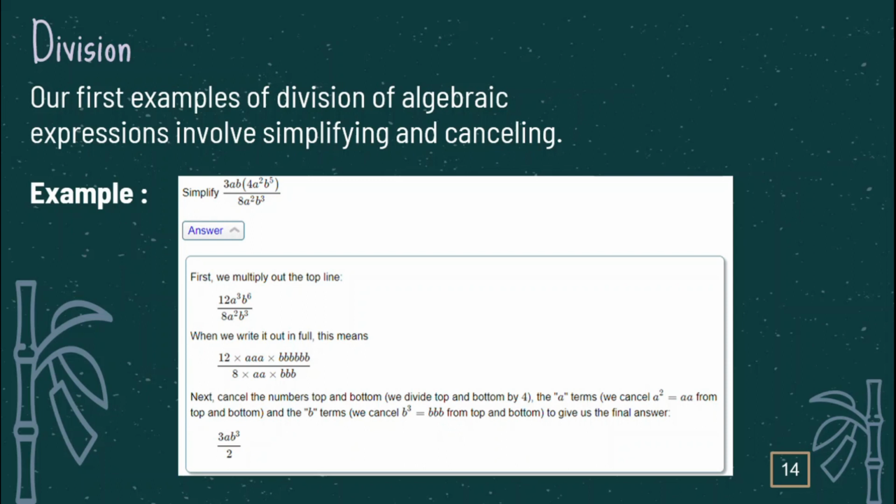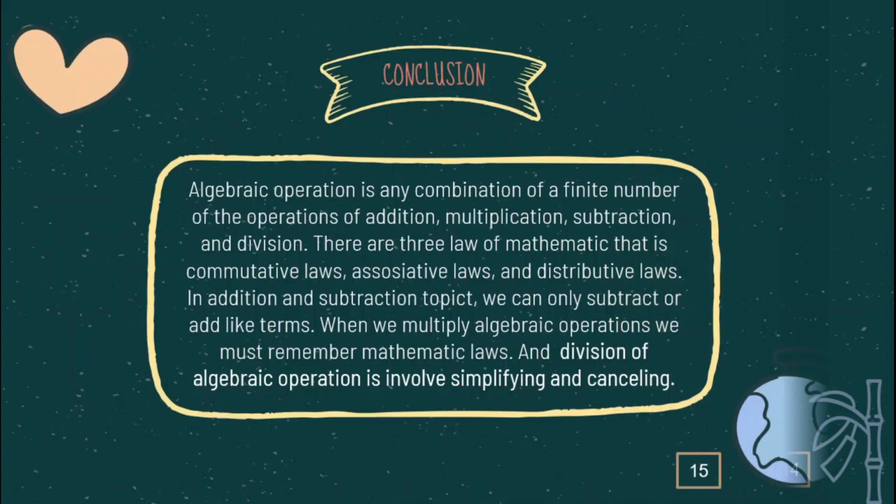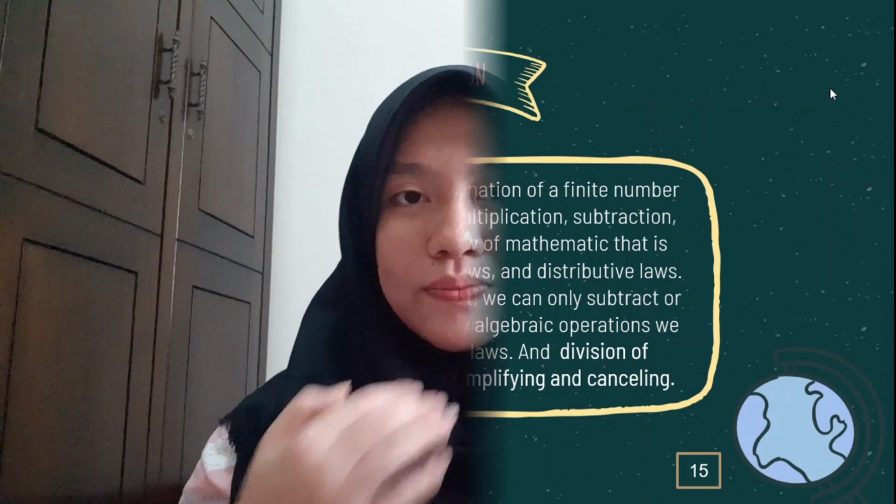divided by 2. This is the conclusion. Algebraic operation is any combination of a finite number of the operations of addition, multiplication, subtraction, and division. There are three laws of mathematics, that is commutative laws, associative laws, and distributive laws. In addition and subtraction topic, we can only subtract or add like terms. When we multiply algebraic operations, we must remember mathematical laws, and division of algebraic operation involves simplifying and cancelling.